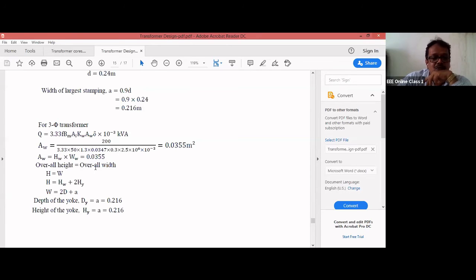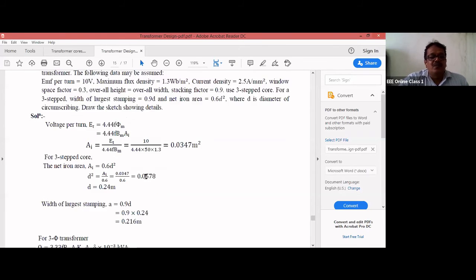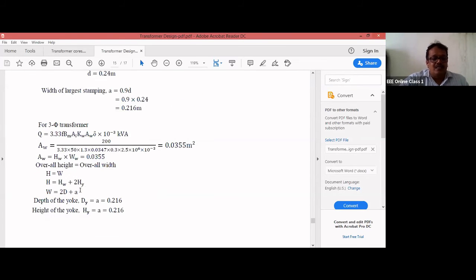After finding up to here, they have given the condition that overall height of the window is equal to overall width. That means H is equal to overall height. Overall height here is not the height of the window, it is the overall height of the frame. It is a frame. Overall height of the frame and overall length of the yoke, or length of the frame. These things they have given. Overall height and overall length.